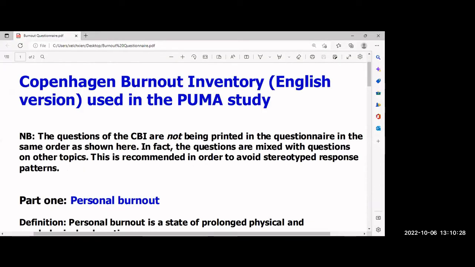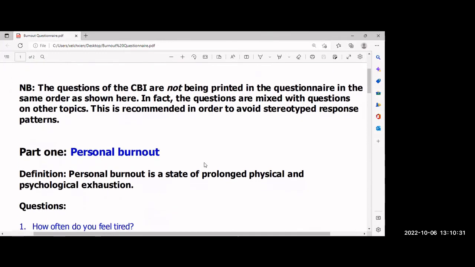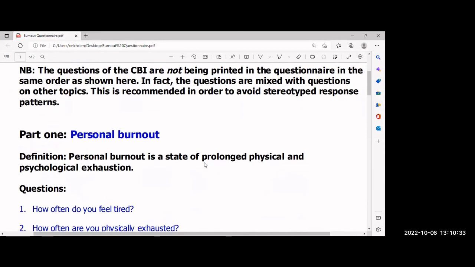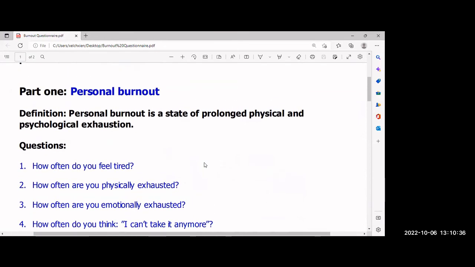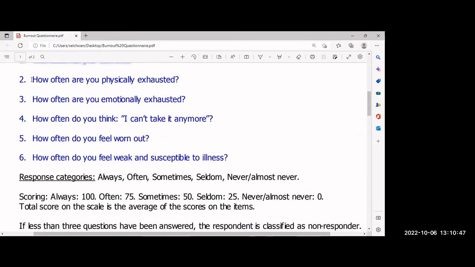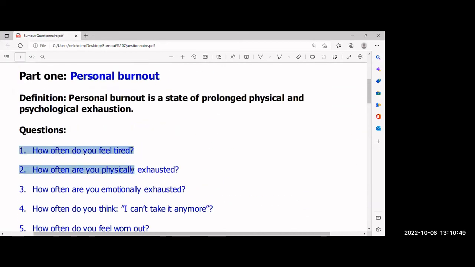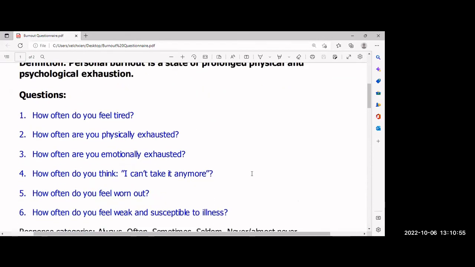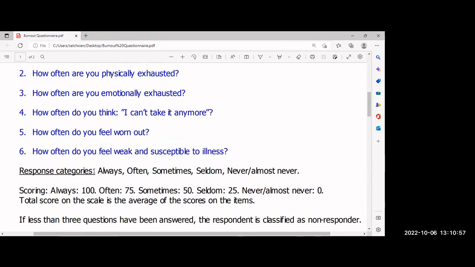For example, this is the tool, burnout inventory. Okay, so I have read the validity and reliability study of this burnout inventory. And with this burnout inventory, it has dimensions like personal burnout. These are the items of personal burnout. How often do you feel tired? How often are you physically exhausted? So until the last item. So there are what they call a Likert scale: always, often, sometimes, seldom, never. So ito yung mga response categories.